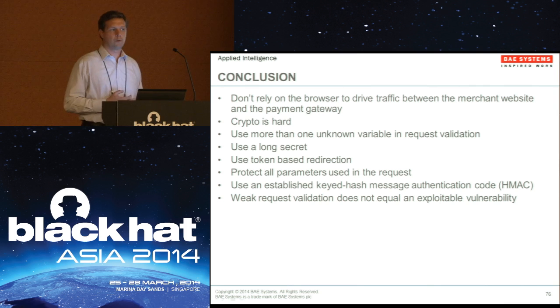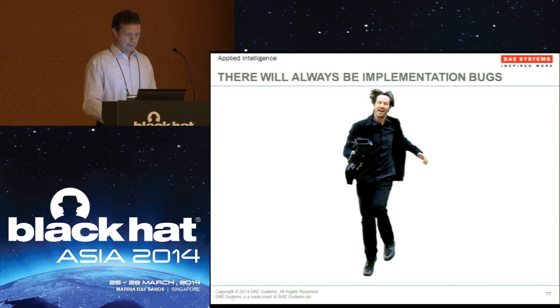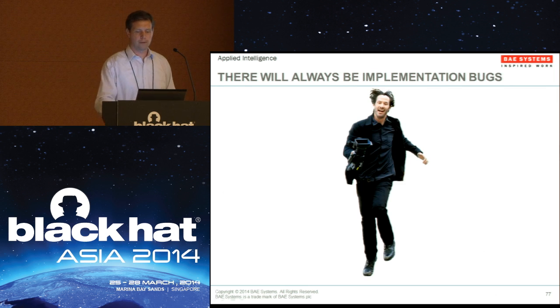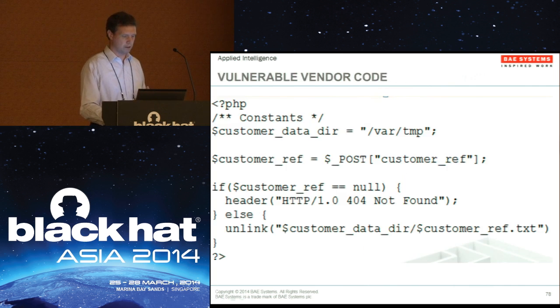However, even if they have weak request validation, it doesn't necessarily mean that they have an exploitable vulnerability. There are some mitigating factors around. Luckily, there will always be implementation bugs, which makes me happy and keeps me in a job. If you do want to look for bugs in payment gateway implementation, the following are a few good places to look. Vulnerable vendor code, arbitrary file deletion, it's always handy.